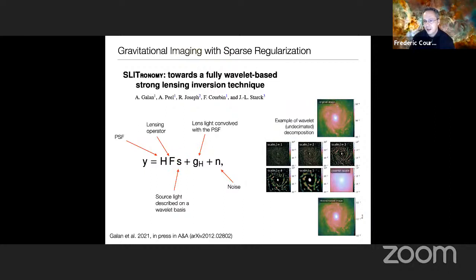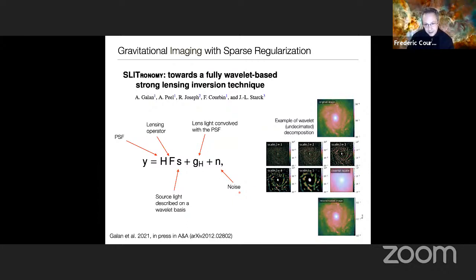So a source can be a galaxy like this. You lens this through an operator, you convolve with the PSF, you add the light of the lens and some noise, and essentially you should recover your data. So that's how the data are constructed. Usually people use, for S, some kind of analytical representation. We choose to have many more degrees of freedom and represent this as a full image decomposed on a wavelet basis. Wavelets are a bit like a Fourier transform, but with the spatial information kept.